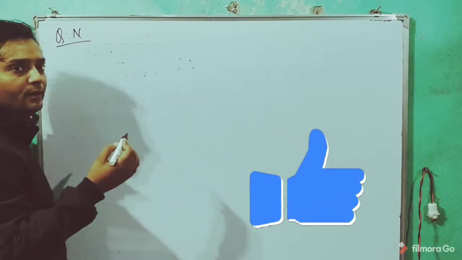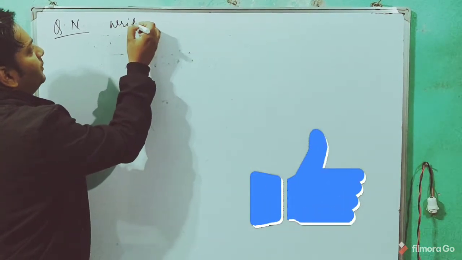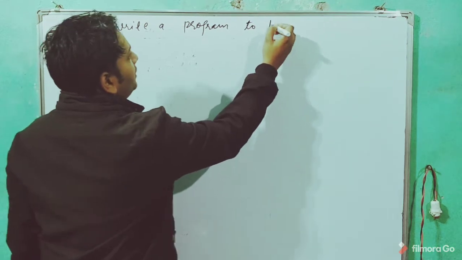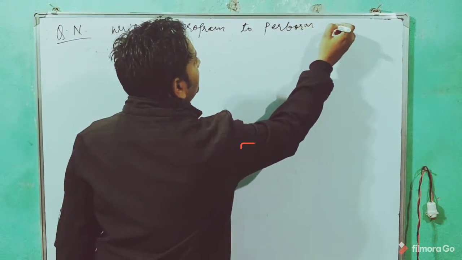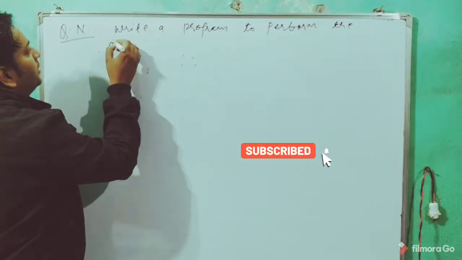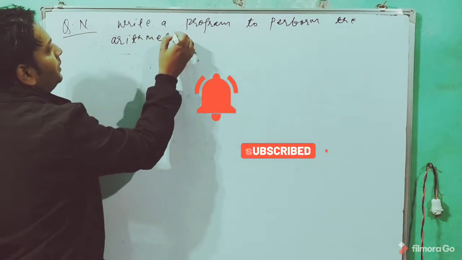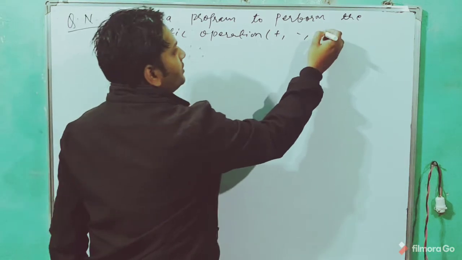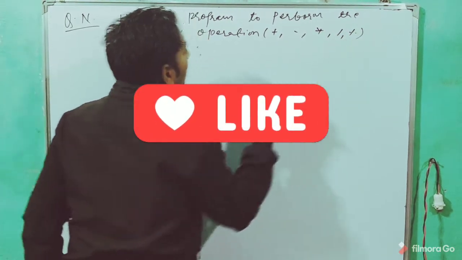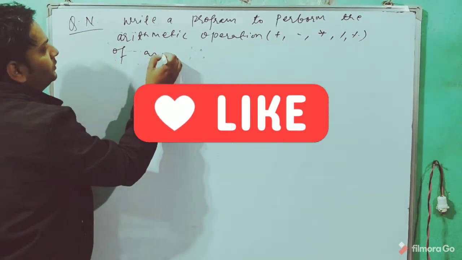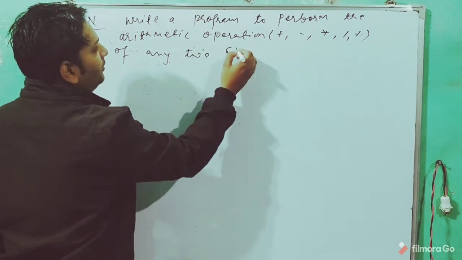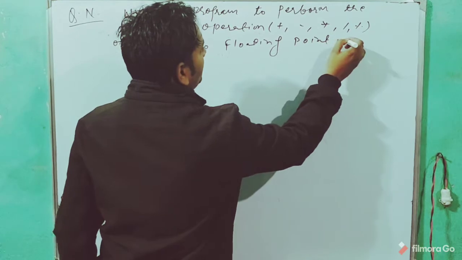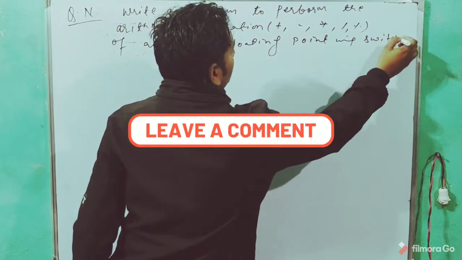Let's talk about one problem which I gave in the last class. The question is: write a program to perform the arithmetic operations, like plus, minus, multiplication, divide, modulus, of any two floating point numbers using a switch statement.